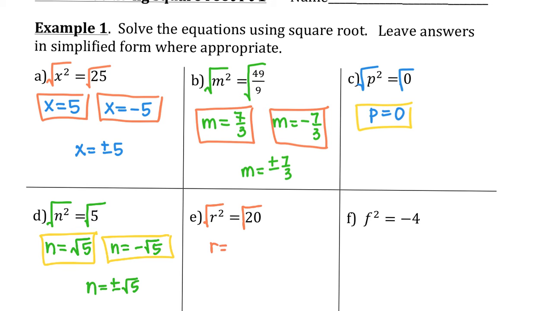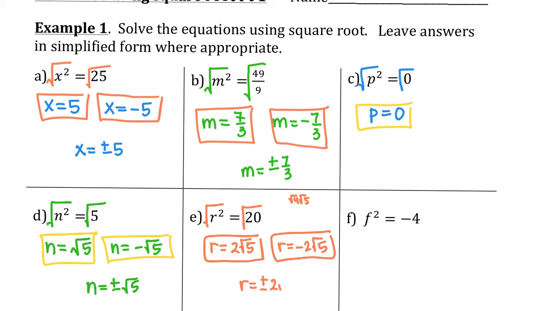I get r is the square root of 20, which is irrational, but actually I can simplify the square root of 20 because it's 4 times 5, which is 2 square root 5. So my answers are positive 2 square root 5 and negative 2 square root 5. Or if you would like to write it the lazy way, I can say r is positive and negative 2 square root 5. Don't write it both ways, but you can do it either way.